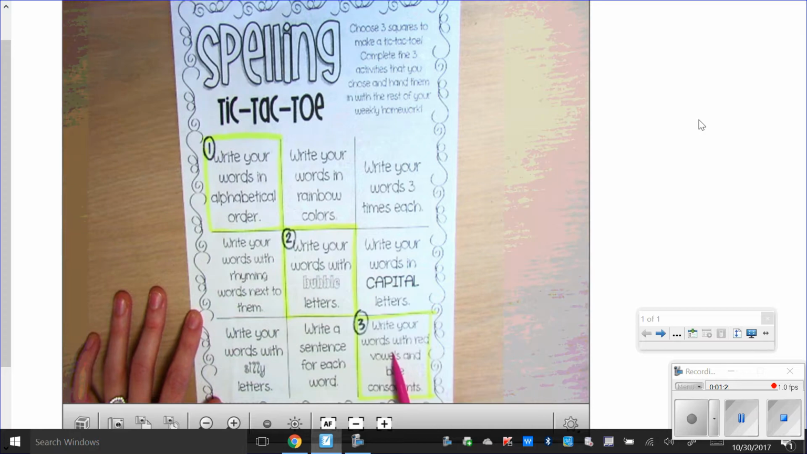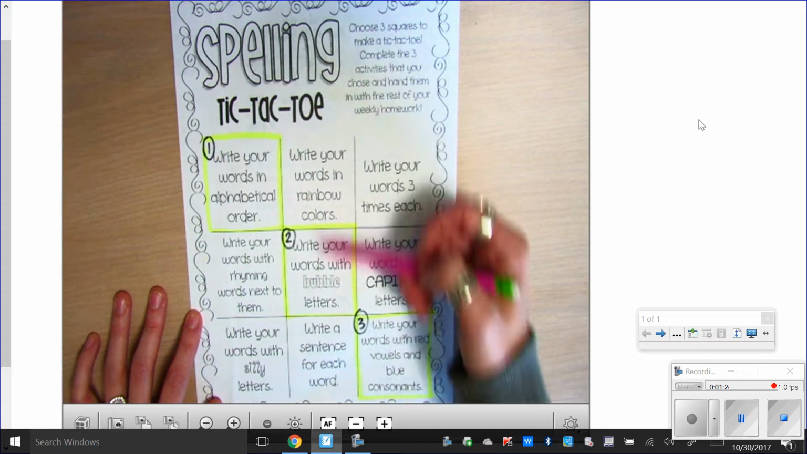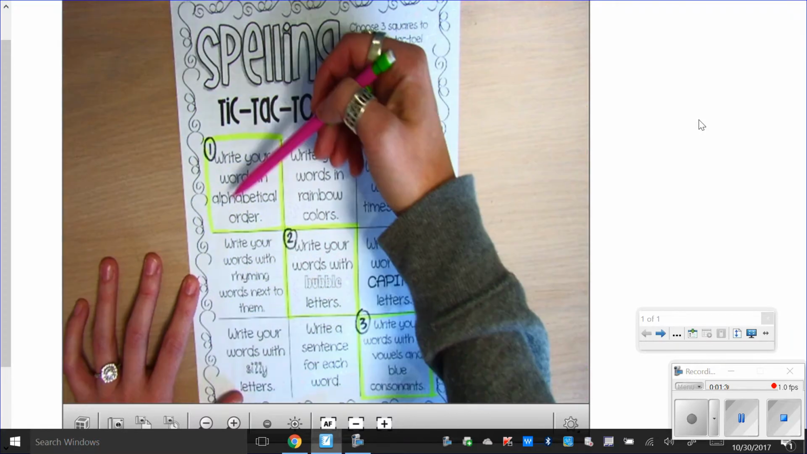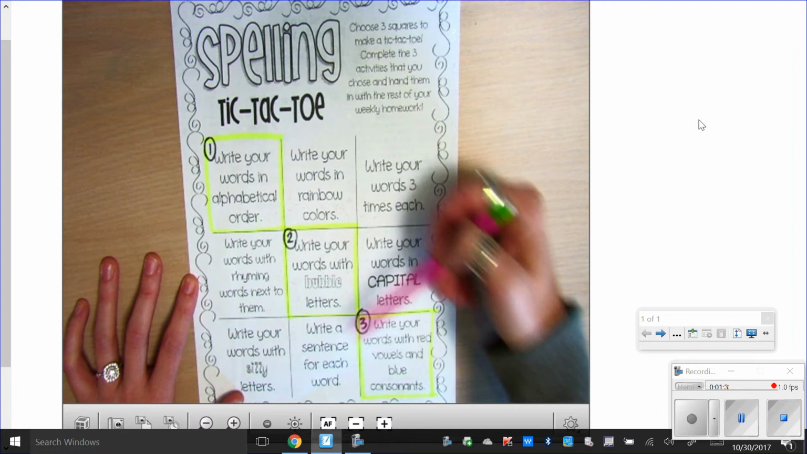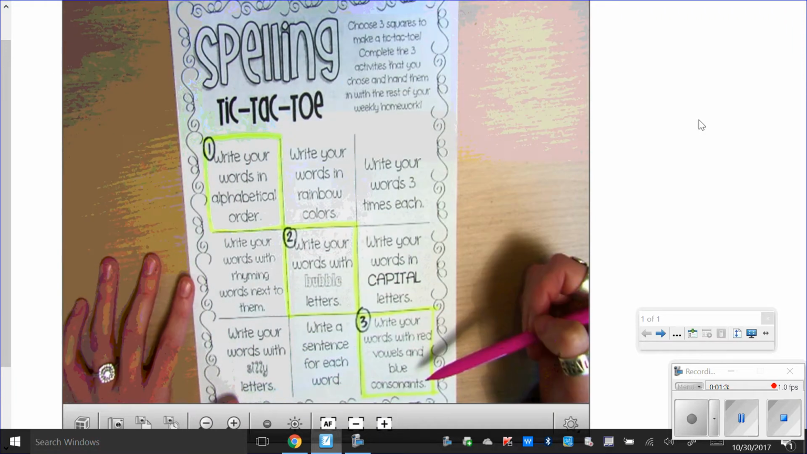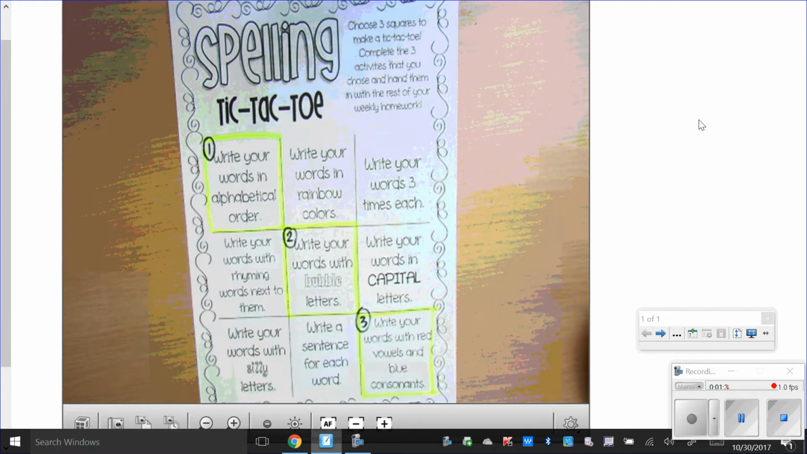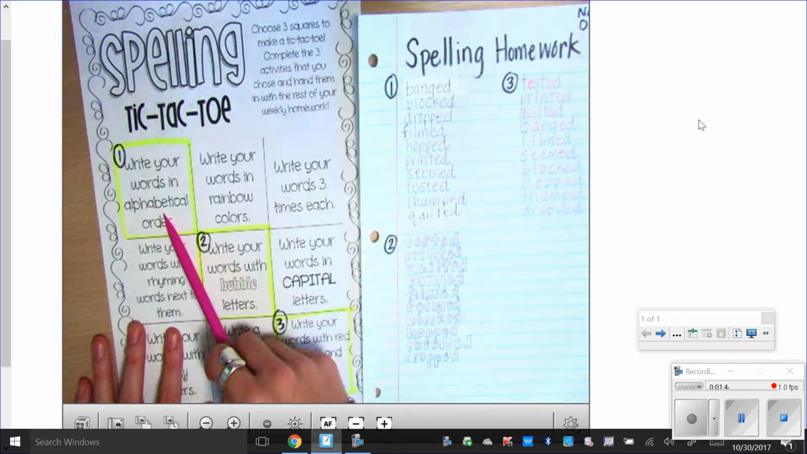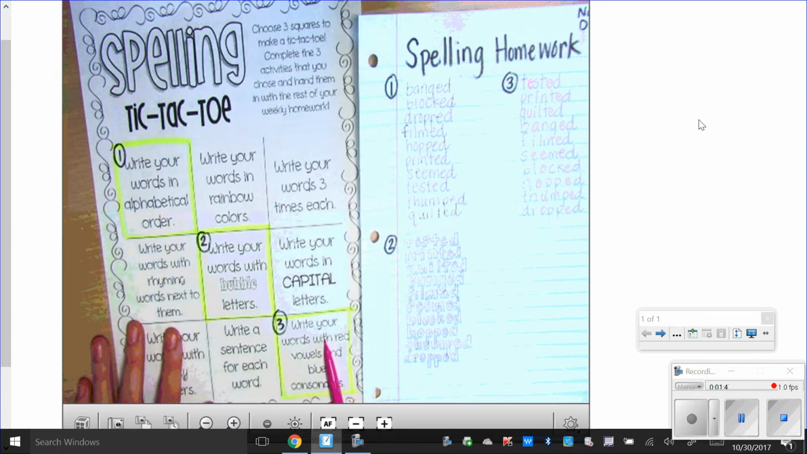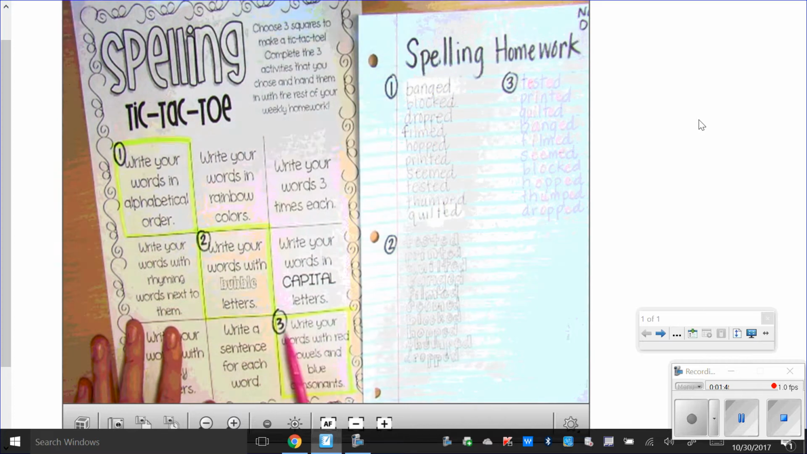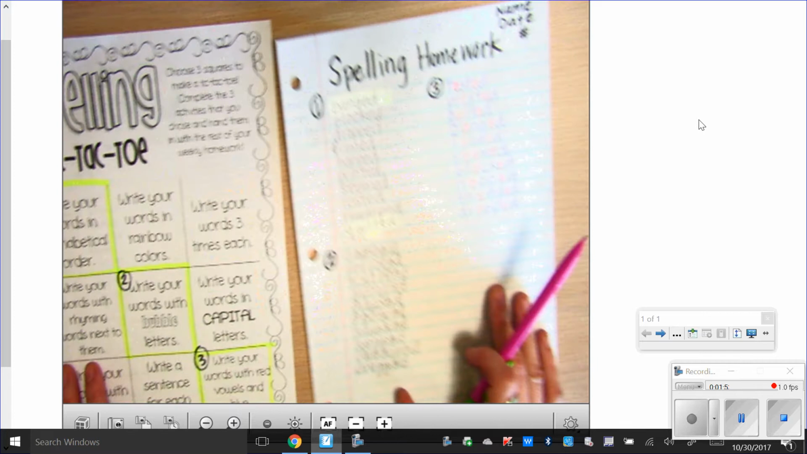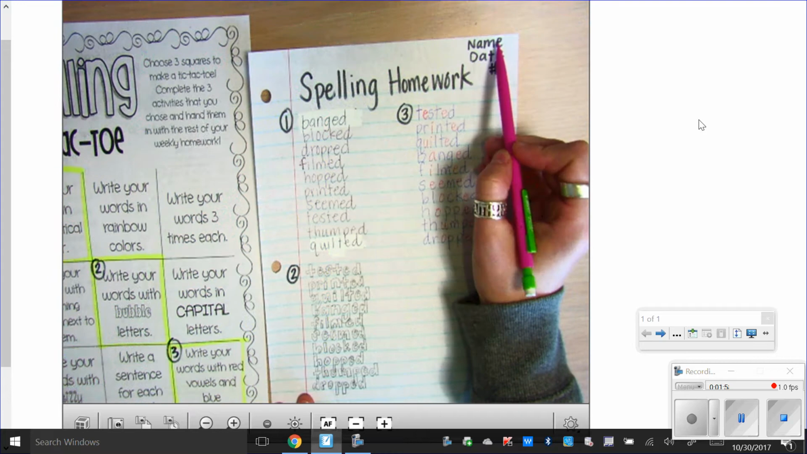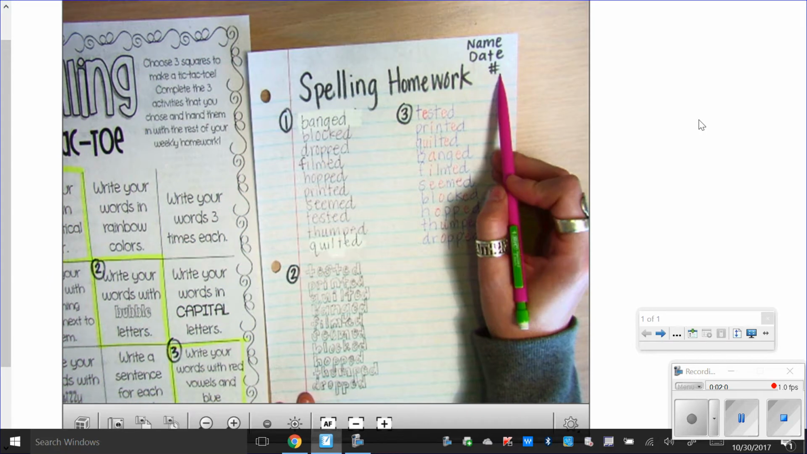The row can be diagonal, in columns, or in a row. As an example, I did a diagonal row, and I have the example of a completed spelling homework using these squares right here. I colored the squares of the activities I wanted to do. I numbered them, and then on a blank sheet of notebook paper, I gave my spelling homework a title, spelling homework. They should have their name, date, and their classroom number in the corner.